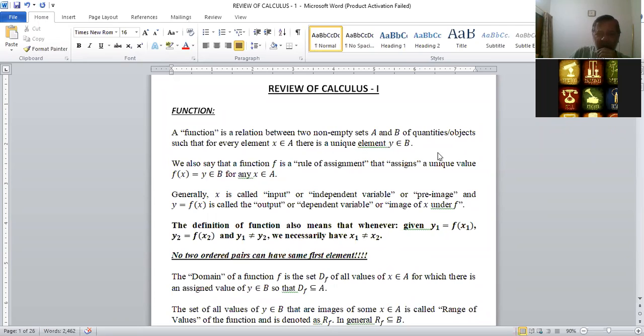This uniqueness of the element in the second set, which is associated to some element in the first set, is the characteristic property of a relation that makes a relation a function. An ordinary relation may not have this uniqueness restriction.